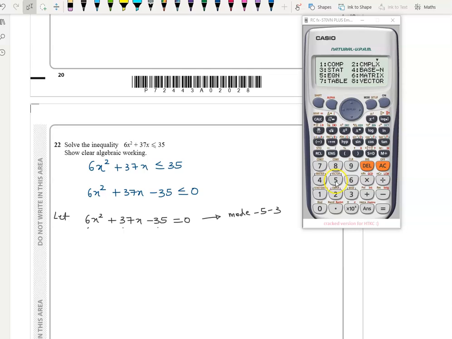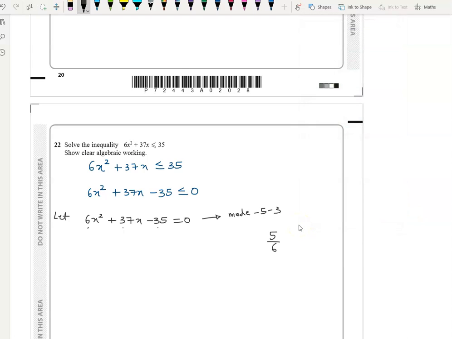So press mode, then phi, then go to option 3. Value of a is 6, so press 6 equal, b is 37, so 37 equal, and c is negative 35, so negative 35 equal. So the first answer is 5 over 6 and minus 7. This is your final answer.